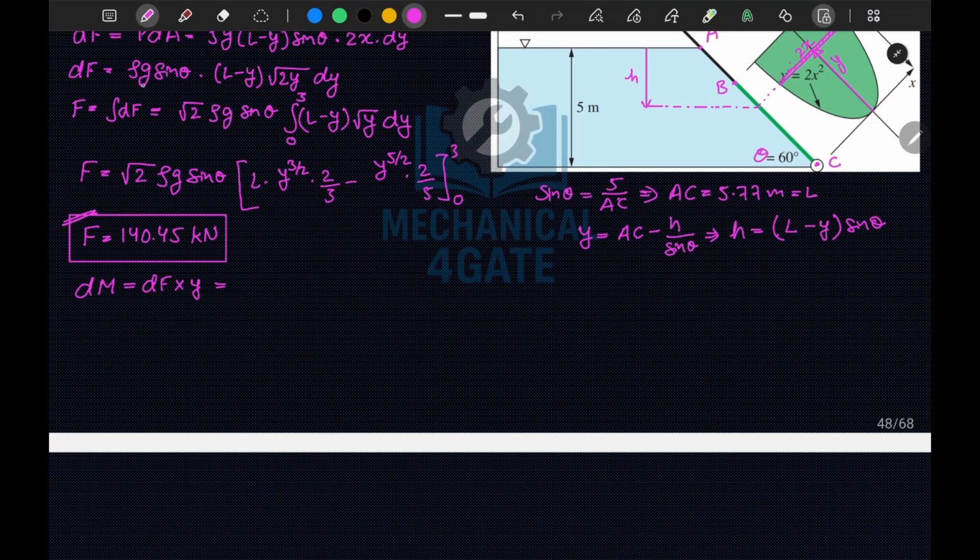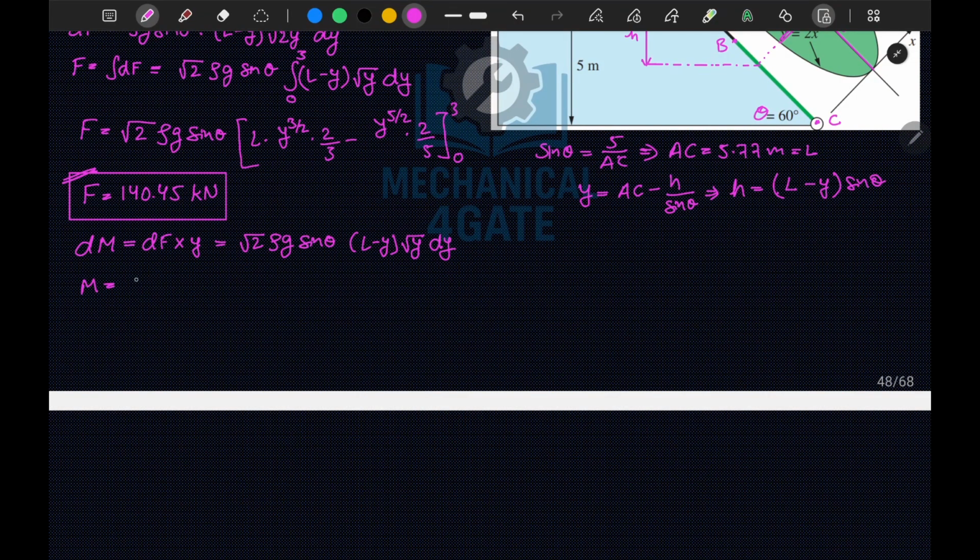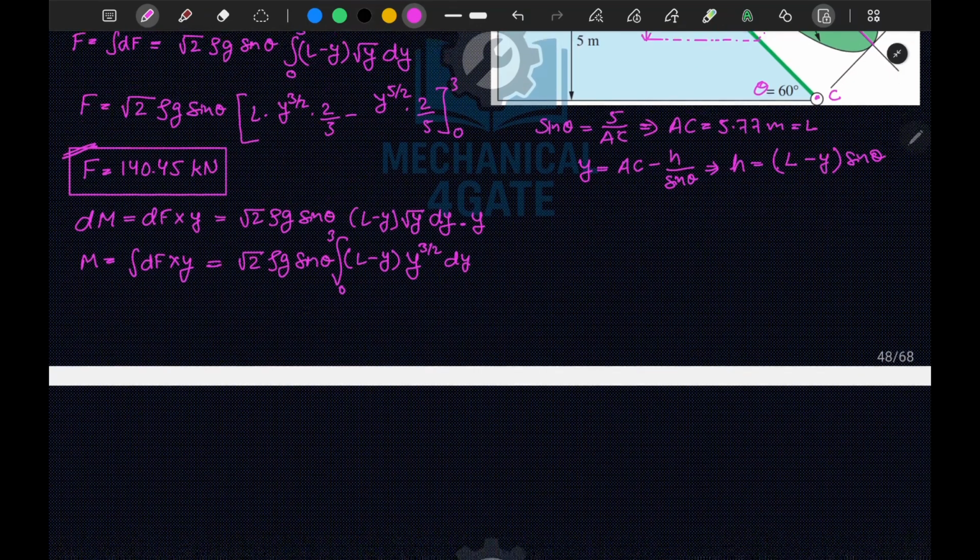So your dF here is root 2 rho g sine theta times (L minus y) into root y dy. Now if you integrate this, the moment is equal to the integration of dF into y, and I forgot to mention y here. So root 2 rho g sine theta times (L minus y) times y to the power 3/2 dy, integrated from y equal to 0 to y equal to 3.